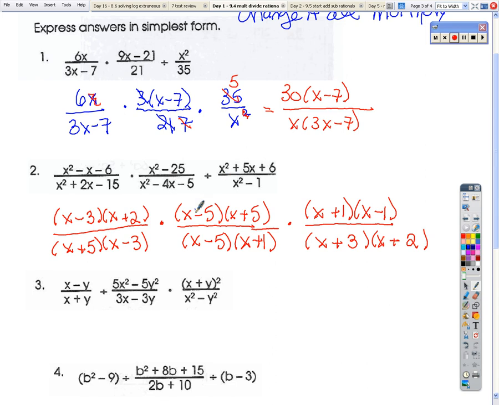Okay, let's look for factors that can cancel. X minus 5 and x minus 5. X plus 1 and x plus 1. X plus 2 and x plus 2. X minus 3s. Oh, x plus 5s. So my final answer after all that is x minus 1 over x plus 3.